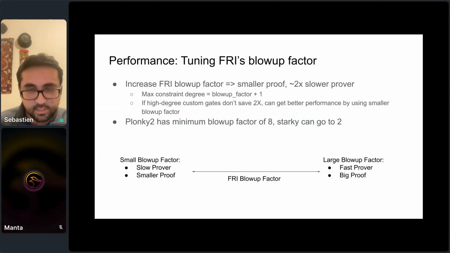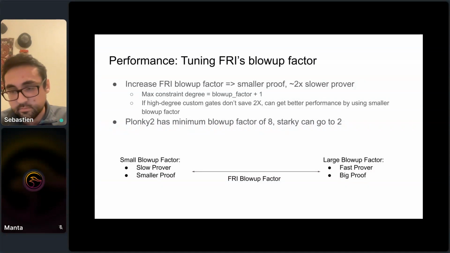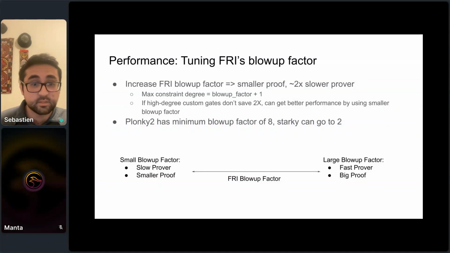And the cool thing is that we can choose depending on what we're doing. So if we're proving a small circuit, we might want the smaller proof, and we can be okay with a slower prover. If we are proving something really big, like say a zk EVM, we can turn the blow-up factor all the way down and get a really fast proof.